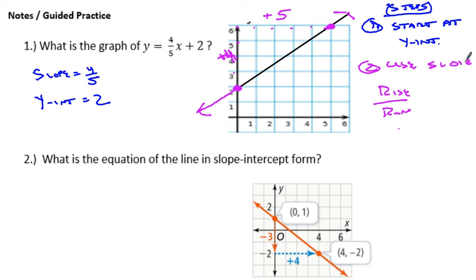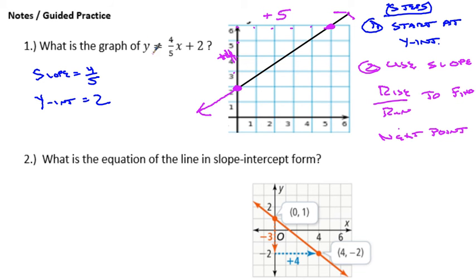Use slope, which is rise over run, to find the next point. So I started at my y-intercept, went up 4 over 5, there's my next point, and now I have a line. And that is the equation of this line.